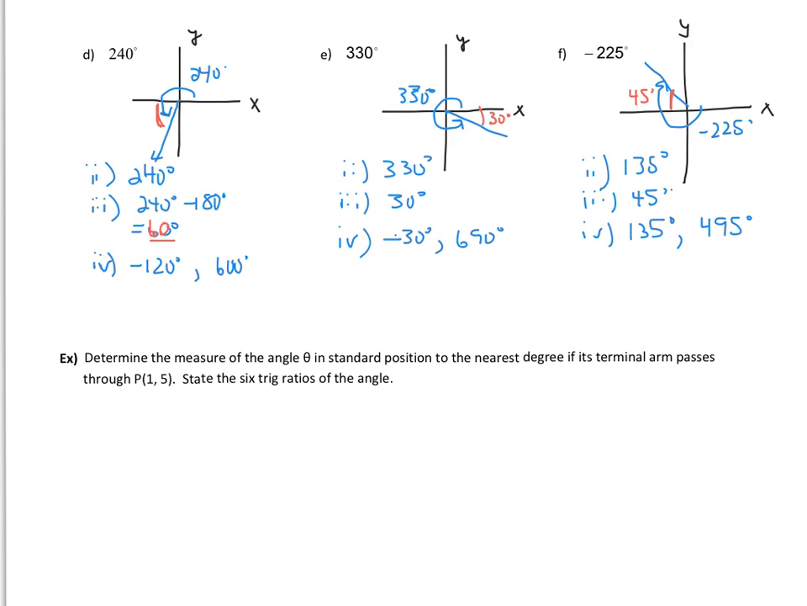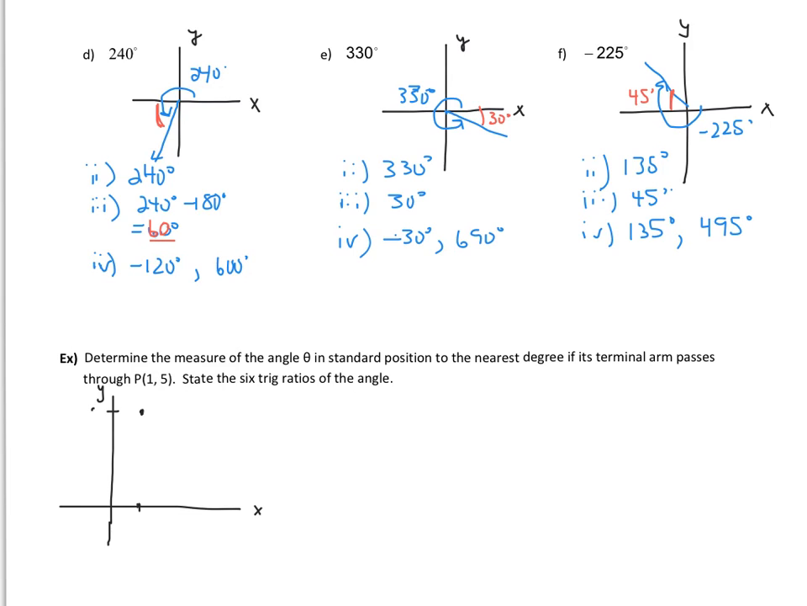All right, now let's look at this last example here. We want to determine the measure of angle theta in standard position, to the nearest degree, if its terminal arm passes through the point (1, 5). So first thing I'm going to do is sketch that so I can organize my information. I'm in that first quadrant, so remember that the Cartesian plane is broken into 4 pieces called quadrants. I'm going 1 to the right and then up 5. So point P is somewhere around here.